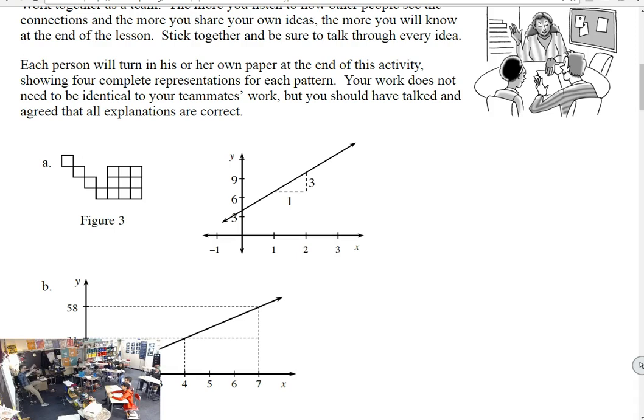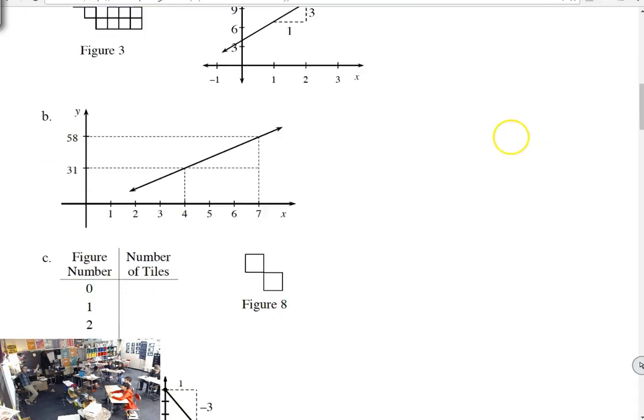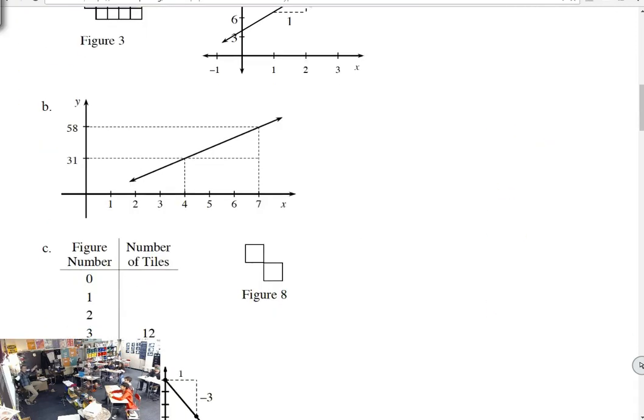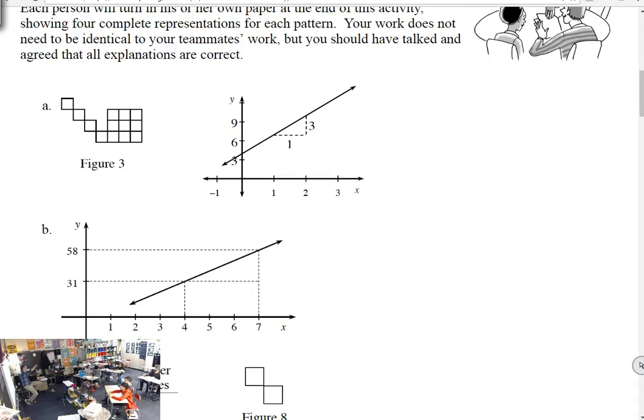So here's your 4 ways. What it looks like, right? The figure that we see. A table of what we have. The graph of what we have. Or the rule for what we have, like 3x plus 5 or something like that.